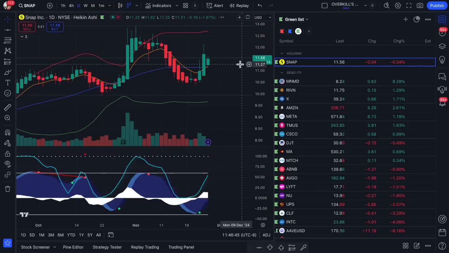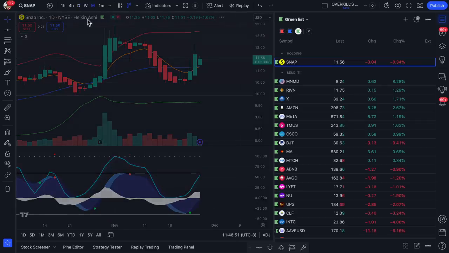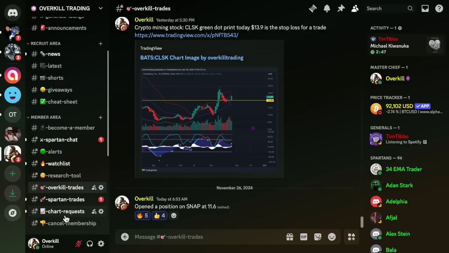I like the daily because the daily gives me the absolute best day to enter. The best day to enter is always the day of the green dot. But Snap looks good. I really like that trade.